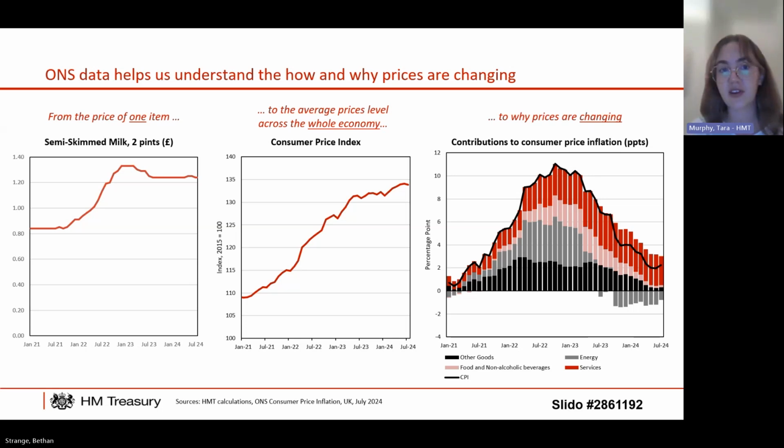So in 2023, price changes were being driven by energy and other goods, which you can see in the black and grey bars there. Since then, energy inflation has fallen negative, but services inflation still remains high and is pushing up on the overall CPI inflation rate. Next slide, please.